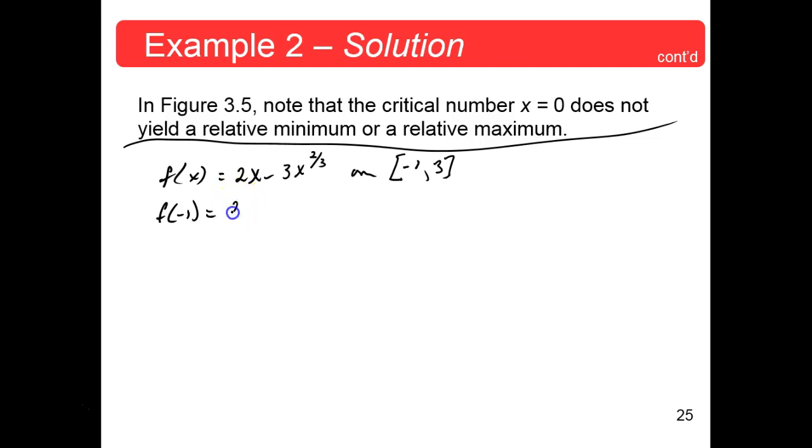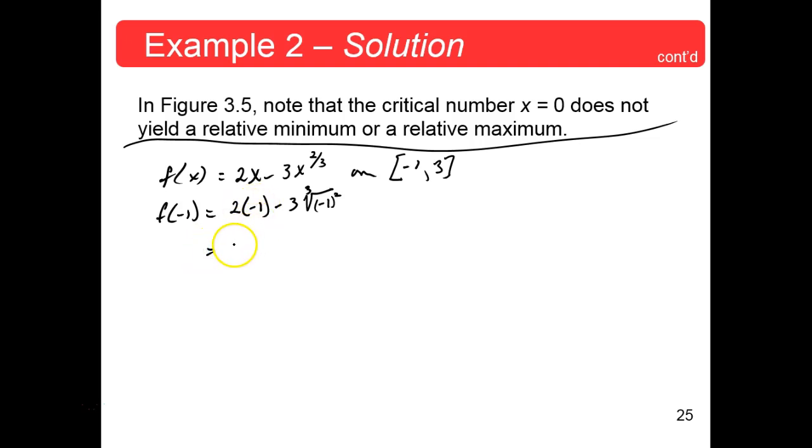I don't think so. 2 times -1 minus 3 times, and what do we mean by something to the 2/3 power? The cube root of -1 squared. Perfect. Or you could do the cube root squared. It doesn't matter. It comes out the same.